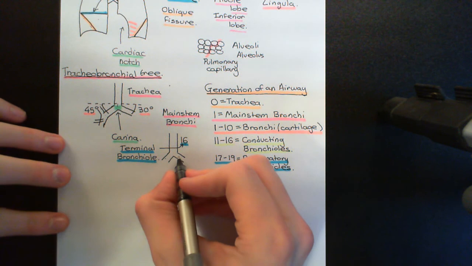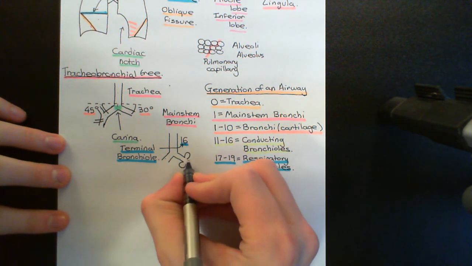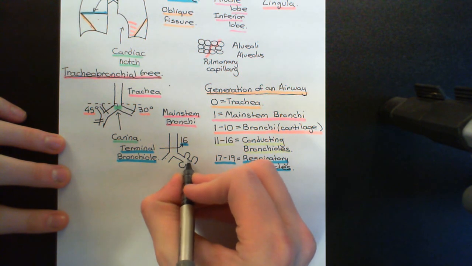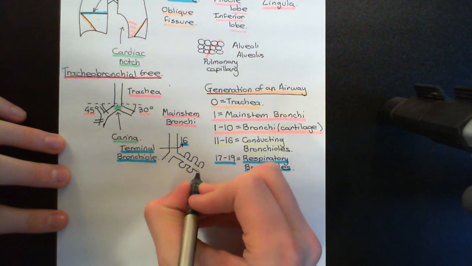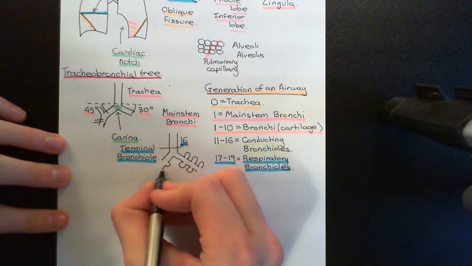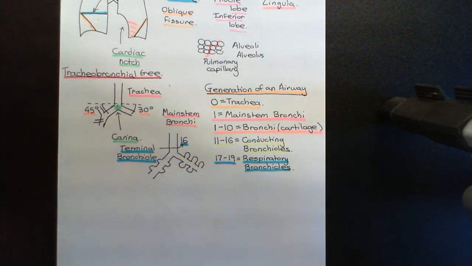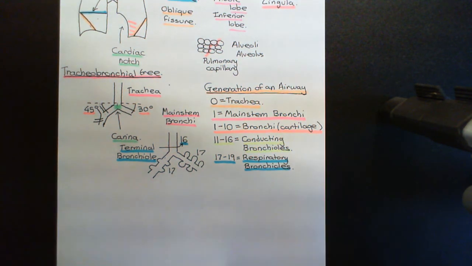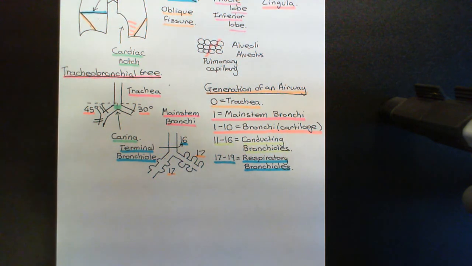Okay, so now we're on generation 17. These are respiratory bronchioles, and coming off the sides, you're going to have alveoli like so. So you're still going to have a distinguishable tube. Look, here is the tube, but it's now got alveoli coming off the side. So there's a respiratory bronchiole. Here is another respiratory bronchiole with some alveoli coming off the side. So these are now generation 17 airways, and they're respiratory airways. They now have alveoli coming off the sides of them. Okay, so generation 17 to 19, those are the respiratory bronchioles.